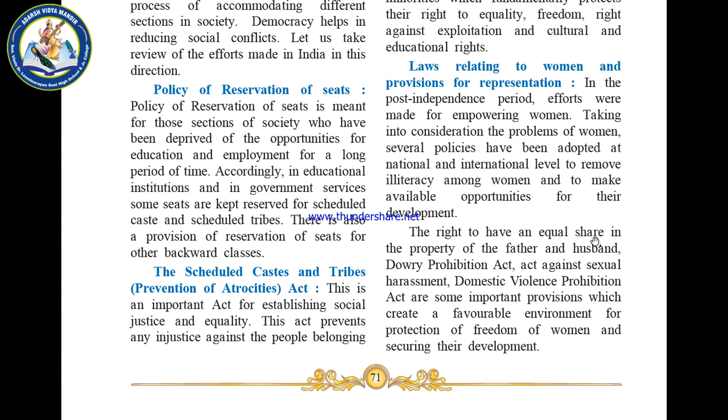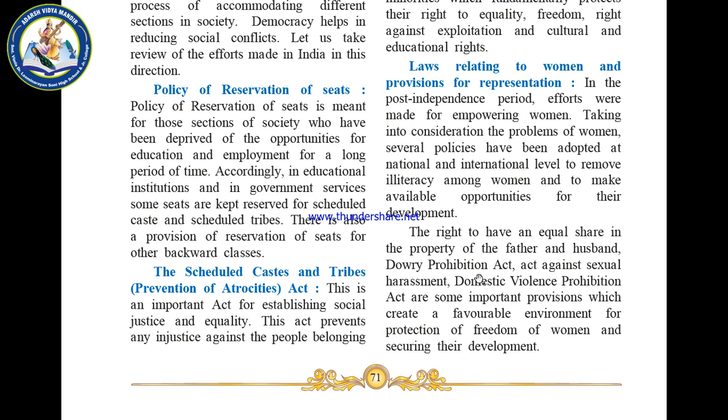The right to have an equal share in the property of the father and husband. So some laws have been created, some acts have been created that made a favorable environment for women. So some of them are the right to have an equal share in the property of her father and husband. Like males, she got the right to have the equal share in the property, she started getting an equal share. Then dowry prohibition, to stop the dowry system, the Dowry Prohibition Act was made.